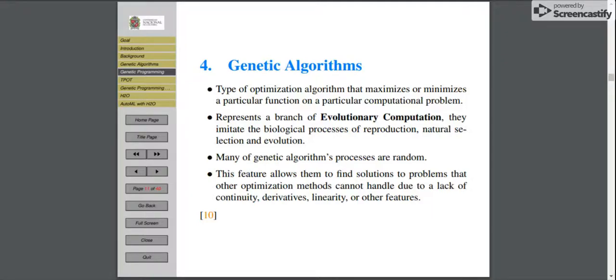Like in evolution, many of a genetic algorithm's processes are random. However, this optimization technique allows one to set the level of randomization and the level of control over the whole process. For example, these algorithms are far more powerful and efficient than random search and exhaustive search algorithms. They require no extra information about the given problem. This feature allows them to find a solution to problems that other optimization methods cannot handle due to a lack of continuity, derivatives, linearity, or other features.